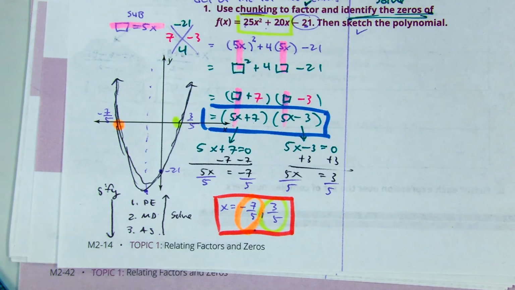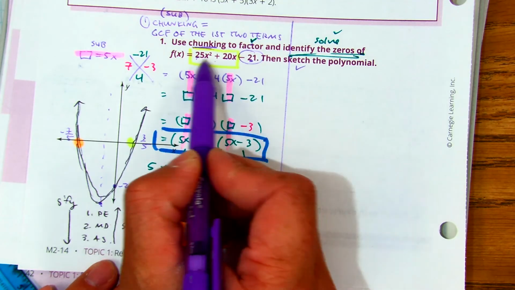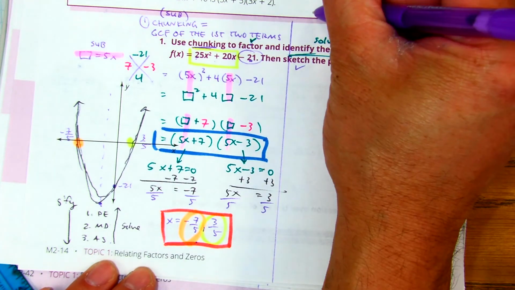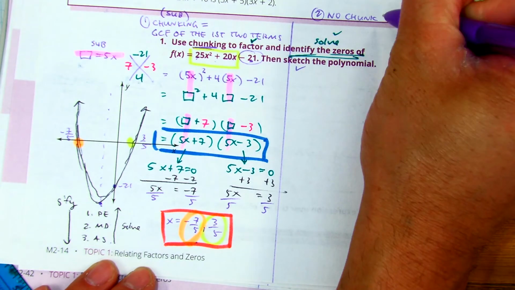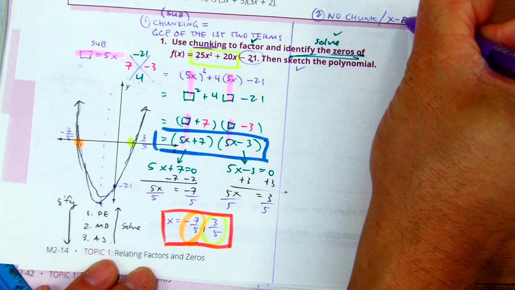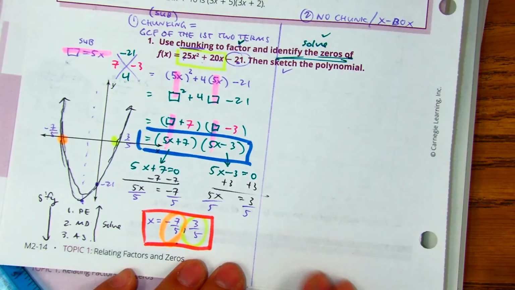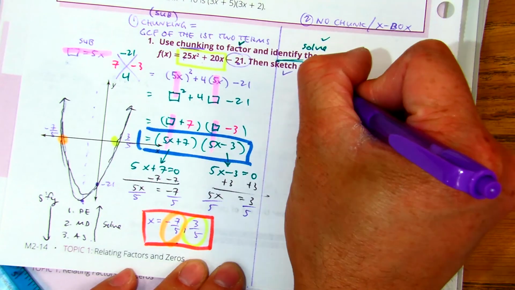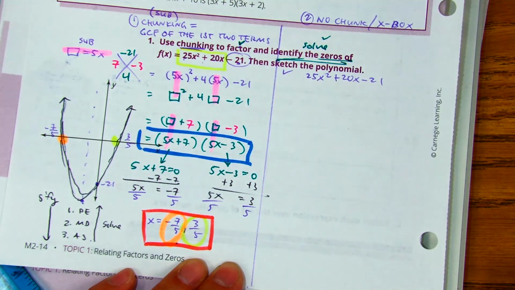So there is chunking, solving, and then making a sketch. But what happens if you look at this problem and you don't see a chunk? So I'm actually going to show you no chunking, or no chunk, and I'm going to call this just X box. And let's see if what we already know gets us the same answer, but is a little bit more familiar to you. I'm going to rewrite the problem. And let's do that together.